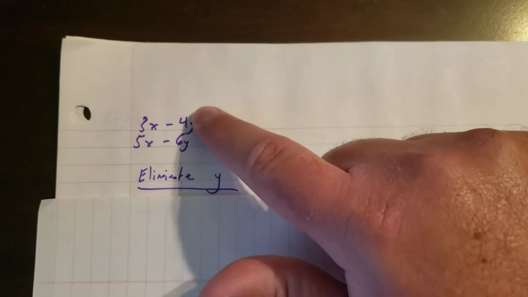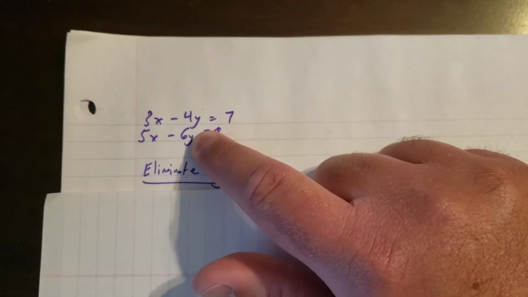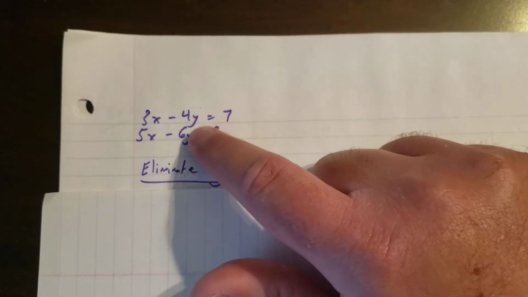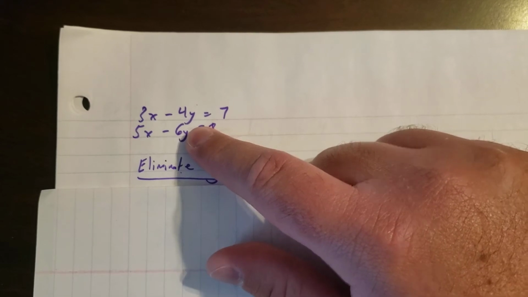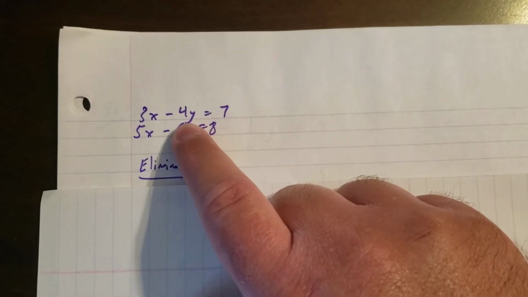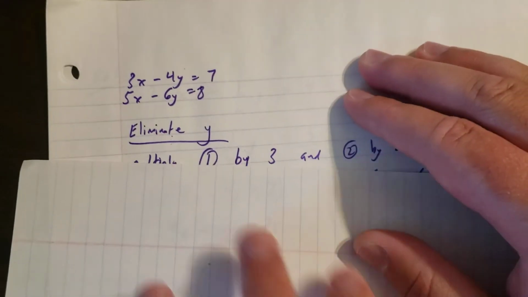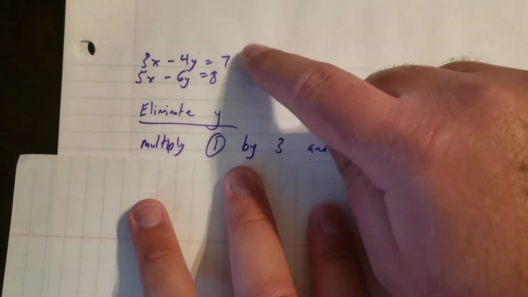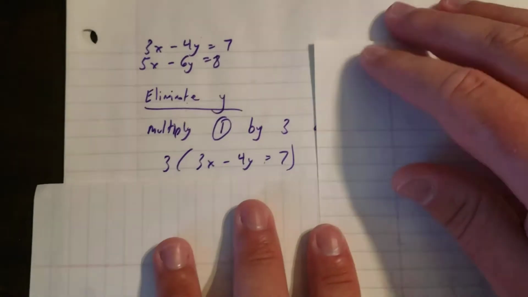So I take the same system, but now I'm going to eliminate y. I want these coefficients to be the same, so I'm looking for multiples of 4 and 6. I could see that both of those go into 12, and to make these negative 12s, I would have to multiply this equation by 3 and the second equation by 2.